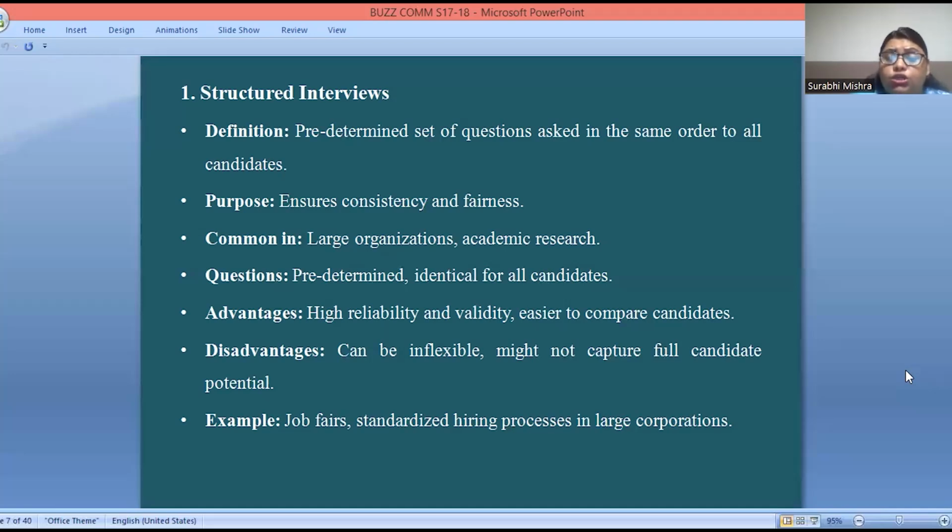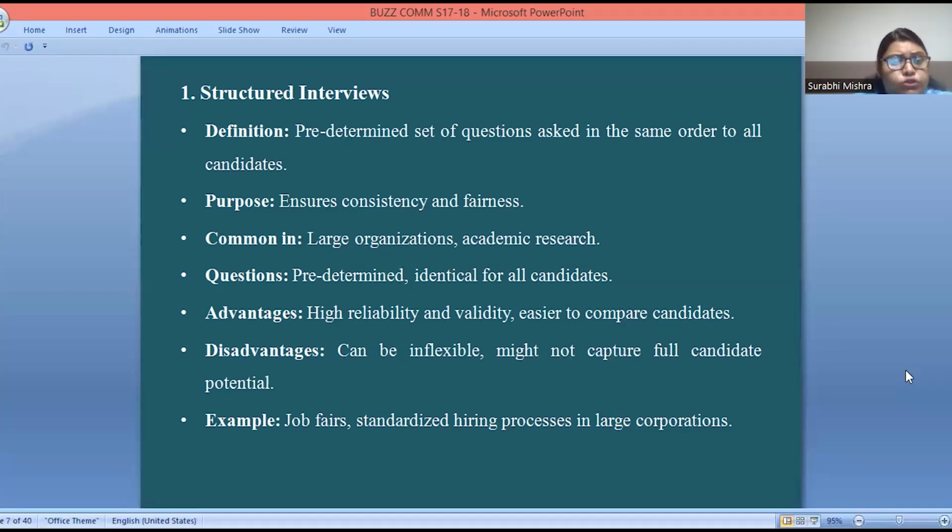Next are the advantages. The advantage of a structured interview is that these interviews are highly reliable and valid as compared to other methods. Structured interviews are much easier, right? The disadvantage can be that it can be inflexible. It is not flexible at all. It has a very rigid format and might not capture the candidate's full potential. Why? Because it has a very structured format that has to be followed throughout for all the candidates, and it is predetermined, so no changes can be made to the format. This is the only demerit, and due to inflexibility or rigidness, the potential of the candidate cannot be captured totally.